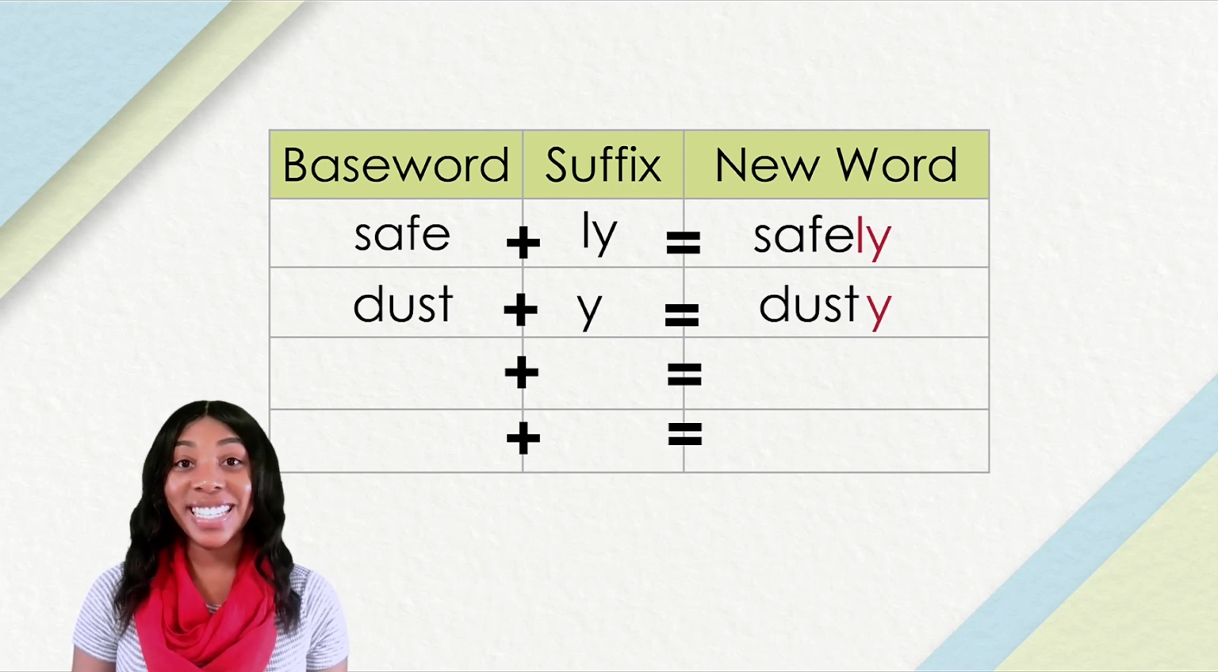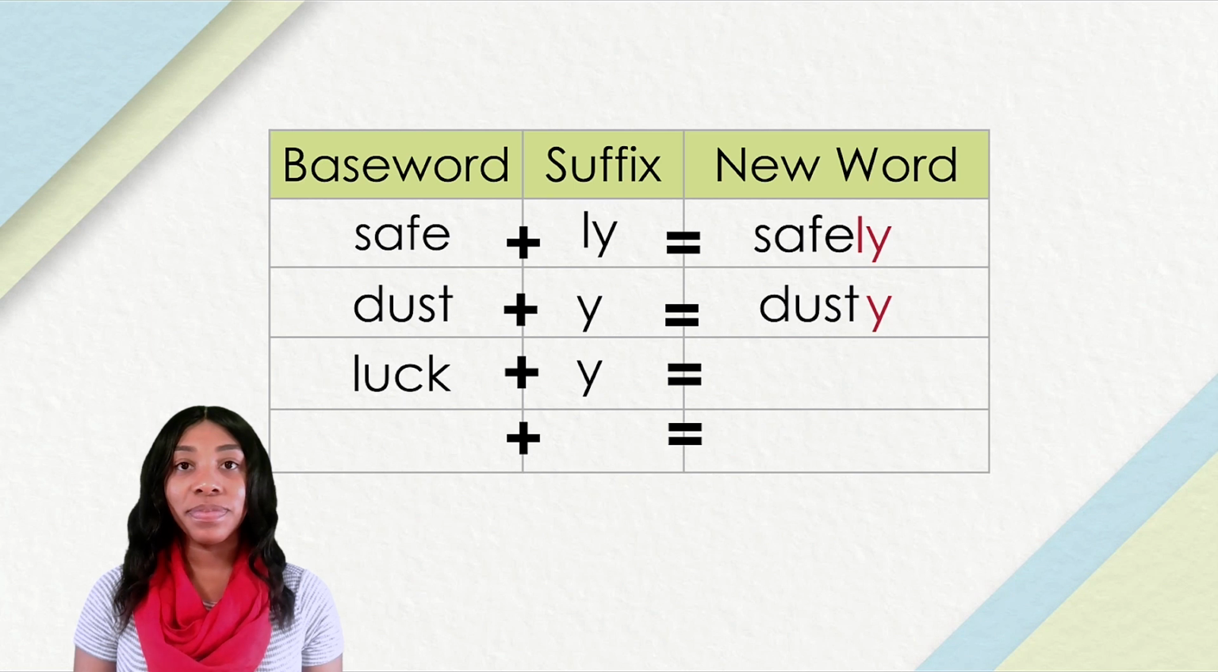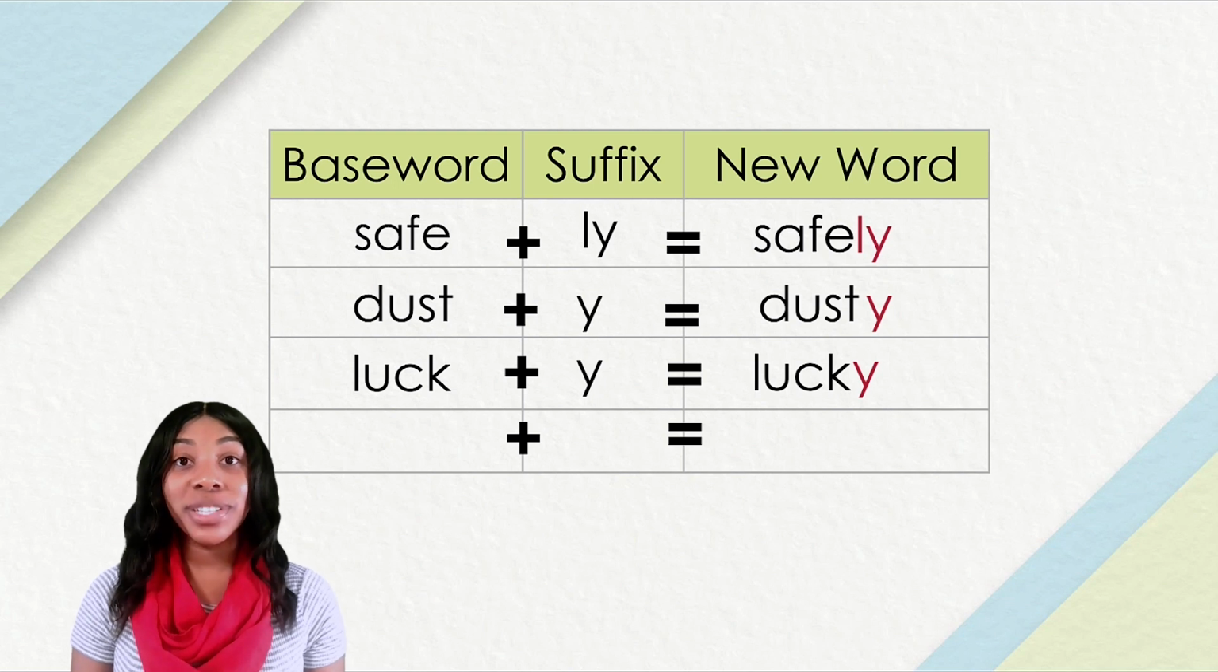All right, friends, let's keep going. The base word is luck. The suffix is y. When we put these 2 parts together, what new word do we make? Lucky. How did the suffix change the meaning of the base word? It shows that someone has luck. Go ahead and write the word lucky on your paper.